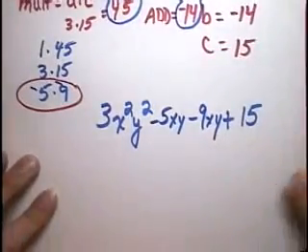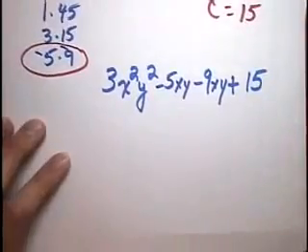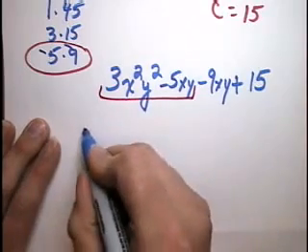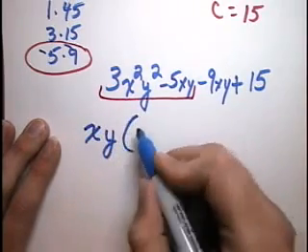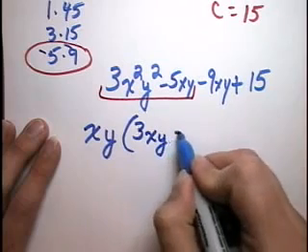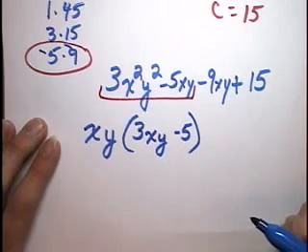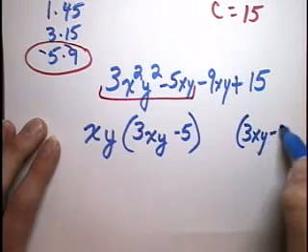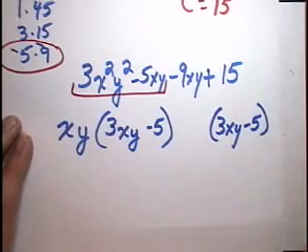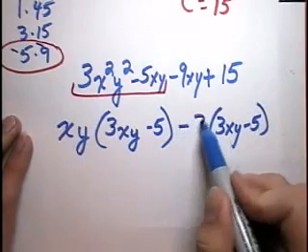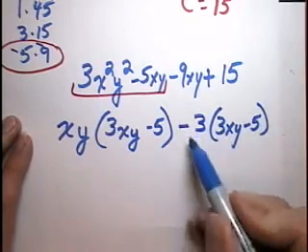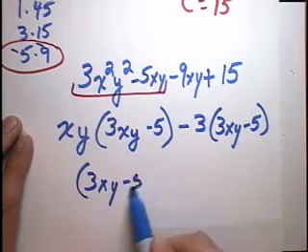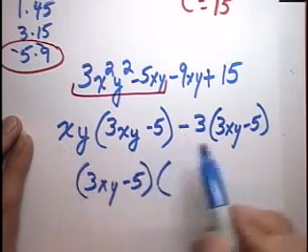So now I have the four-term problem that I'm going to factor by grouping. So I'm going to look at the first two terms and take out what they have in common, which in this case is going to be the x and the y. So I'm left with 3xy minus 5. My last two terms here, I'm going to try to get the same 3xy minus 5. So what I need to do is take out a negative 3 in order to make that a negative 9 and a plus 15. So my answer is 3xy minus 5 and xy minus 3.